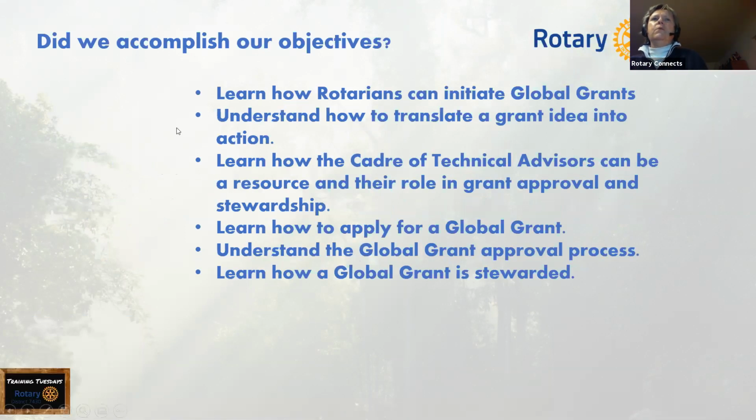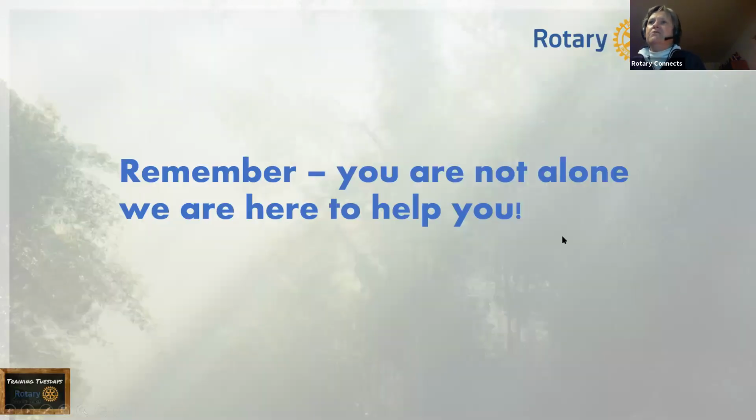Okay, so we had several objectives in this session, and we hope we have accomplished them. We told you how you can initiate global grants. Mostly, how do you translate a grant idea into action? You've learned about all of the roles that advisors can play. You learned about the website, you know the approval process, and you know that Rotary has a very strict stewardship of funds. So now, you're not alone. Remember, we're here to help you.